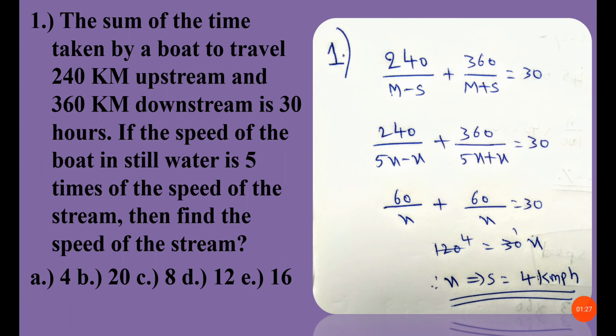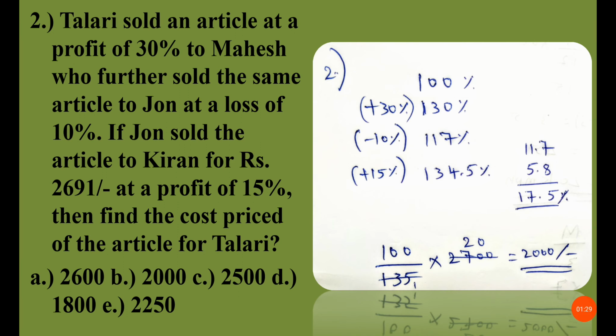Moving to the second question. Talari sold an article at a profit of 30% to Mahesh, who further sold the same article to John at a loss of 10%. If John sold the article to Kiran for 2691 at a profit of 15%, then find the cost price of the article for Talari.